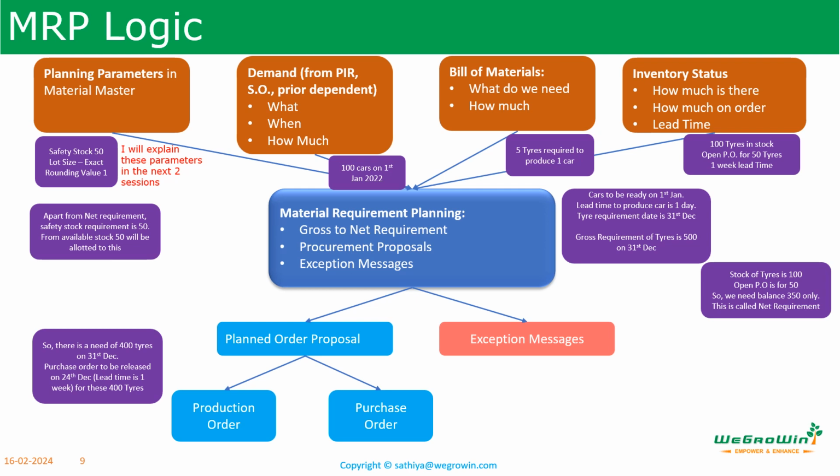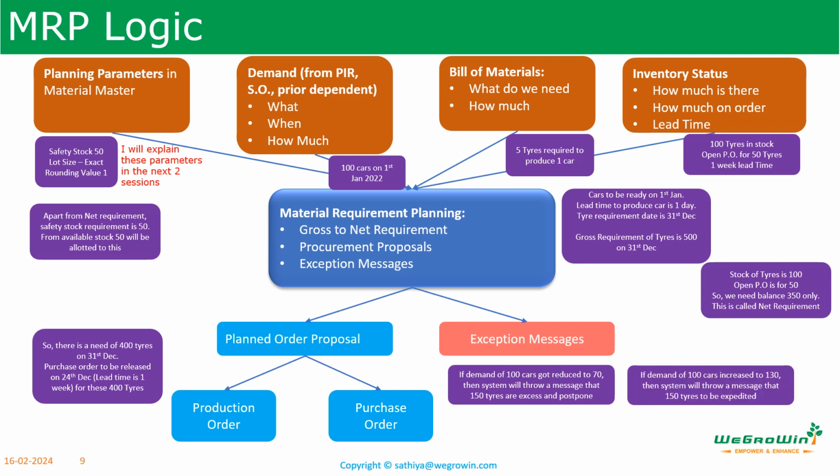Now let us see what the exception message is. If the demand for the car is reduced from 100 cars to 70 cars, what happens? The requirement of 150 tires comes down, which means the system will say to postpone the order for 150 tires. System will say it is the postpone. Please postpone the order. The system will give an exception message.